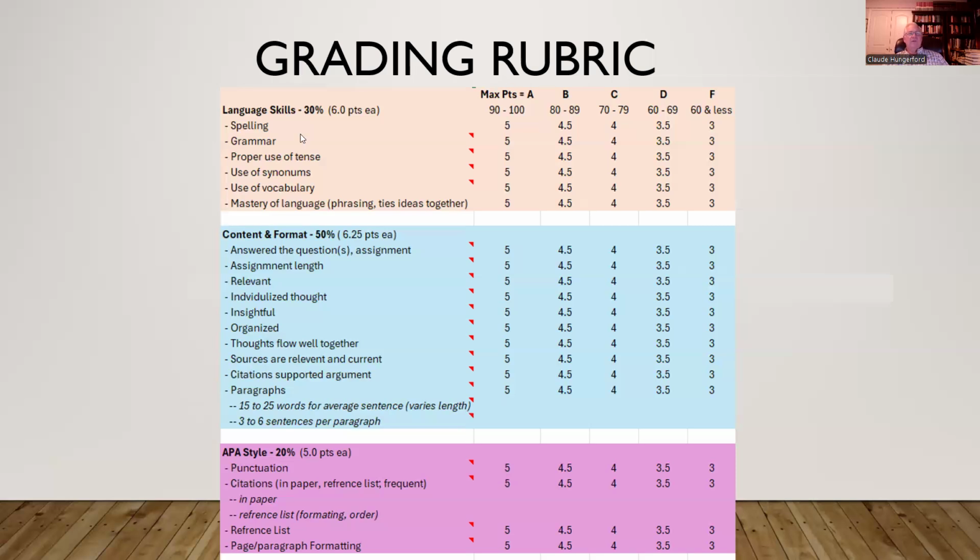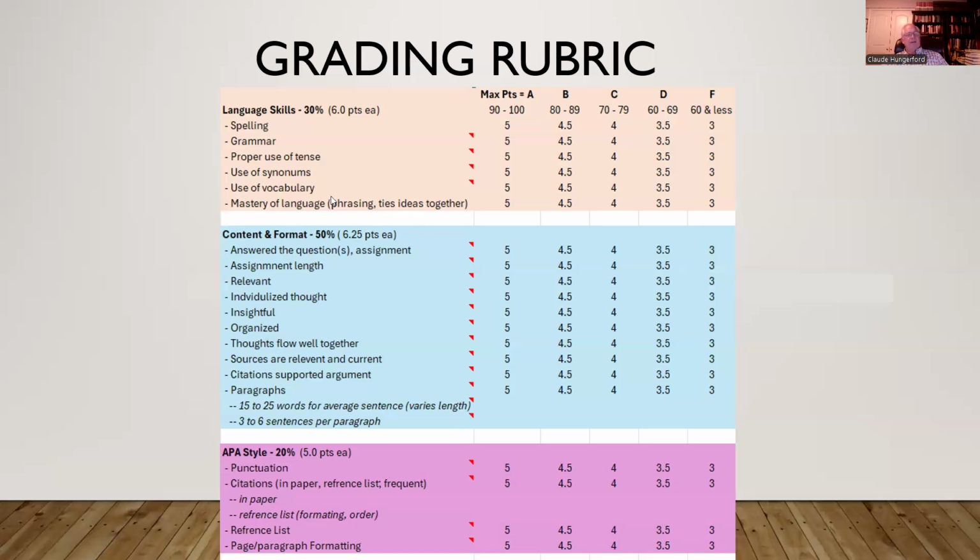And so you've got language skills, that's 30%. Forget the points each. I just realized I needed to update that. I was experimenting with a couple of different things and I did not update it. But the basics: spelling, grammar, use of tense, synonyms. Basically, don't use the same exact word throughout a paper. Okay. Use synonyms to break things up a little bit.